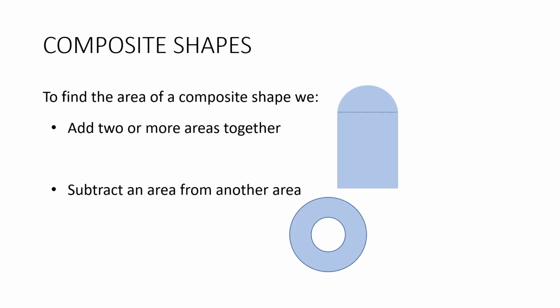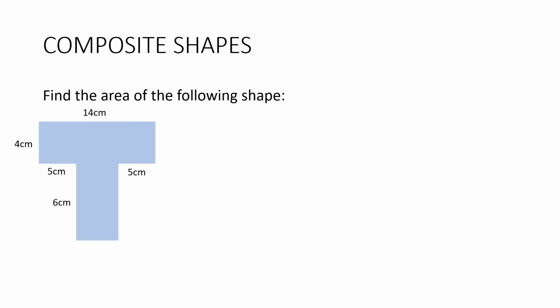Okay, last bit. We can look at composite shapes. And a composite shape is just got multiple areas. And we can either add areas together, or we can subtract an area from another area. Here's our first example. Find the area of the following shape.